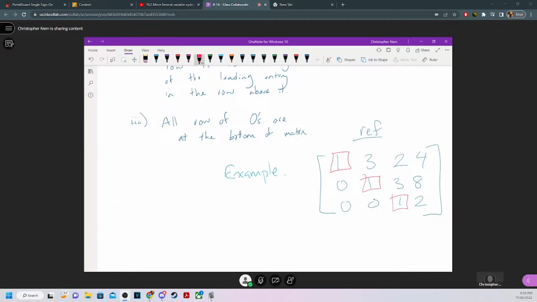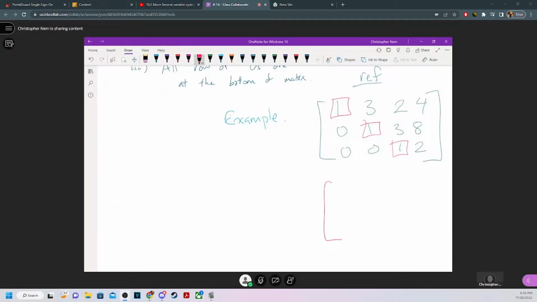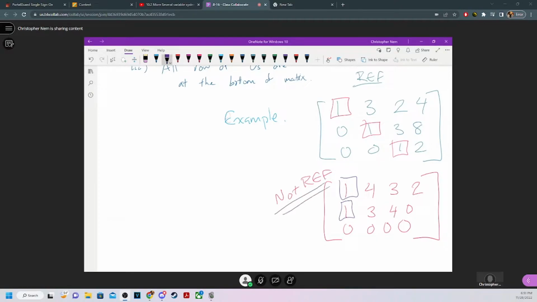An example of one that is not row echelon form, you might have something like this. This right here is not row echelon form. I should capitalize the letters because it's an acronym. Why is this not row echelon form? Even though the leading entries are all 1s, and I have the row of zeros at the very bottom, the second row's leading entry is not to the right of the first row's leading entry. So this is not row echelon form.